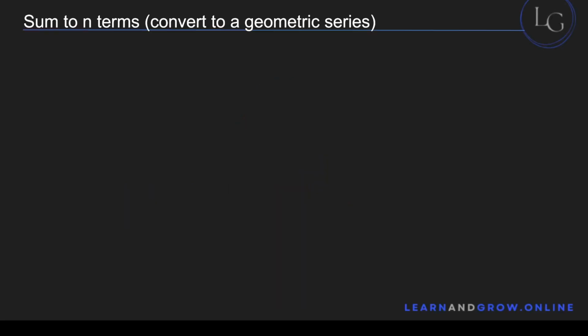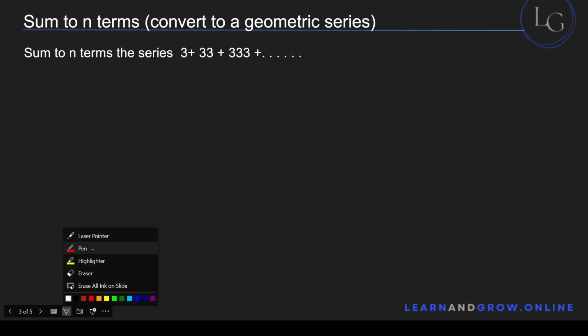Now, we have to find the sum to n terms by converting a non-geometric series into a geometric series. So, the sum to n terms of this series. Now, what we have to do here is, you can see that this is not a geometric series because 33 divided by 3 is equal to 11. But 333 divided by 33 is not equal to 11.